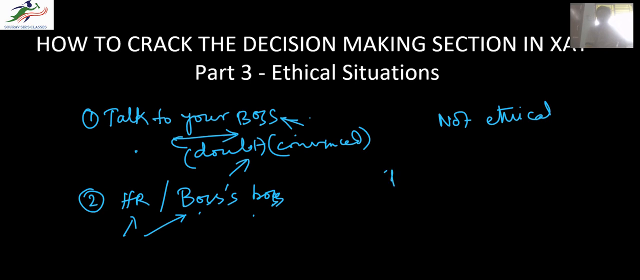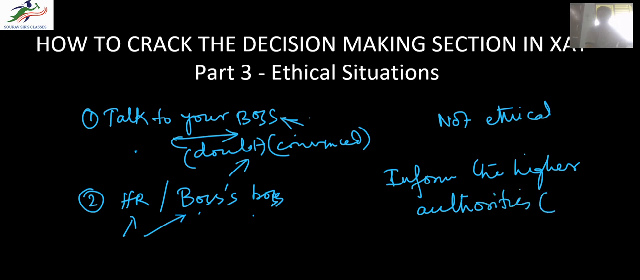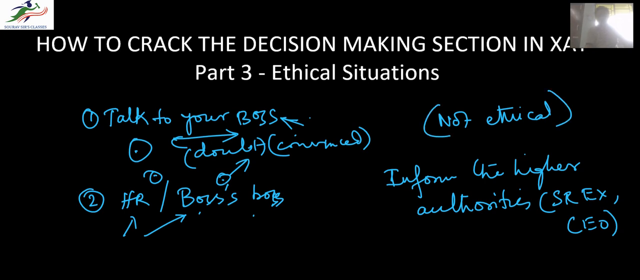You have to inform the higher authorities, like the very senior executives or the CEO. So you can do that. If you don't get satisfactory responses from these three people, and if their responses seem not to be in line with the company's ethics, then you can definitely approach the higher authorities. So this is the way that you deal with ethical situations in a corporate environment.